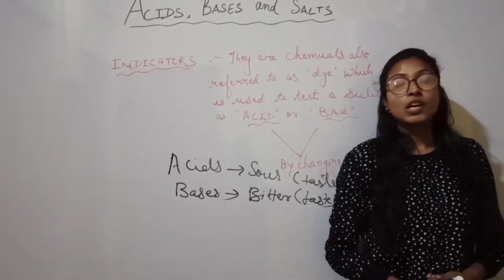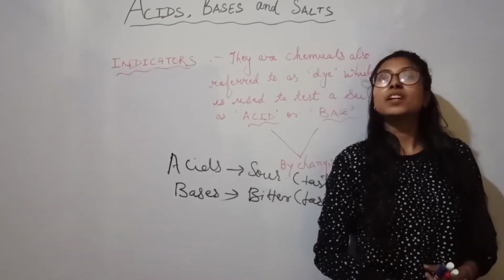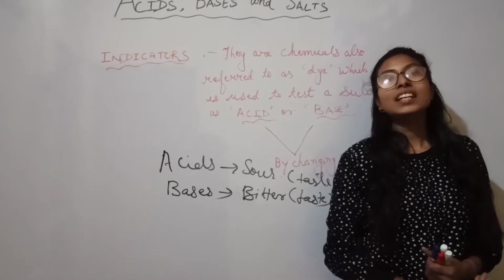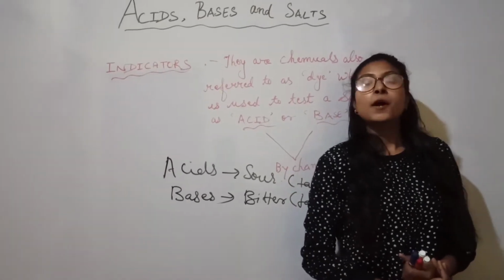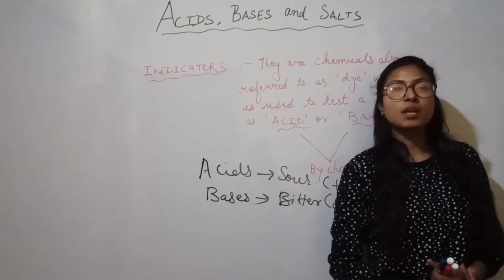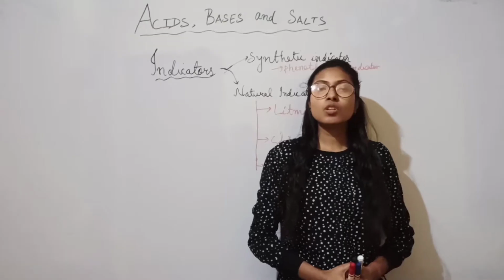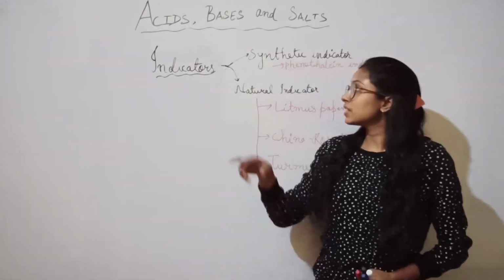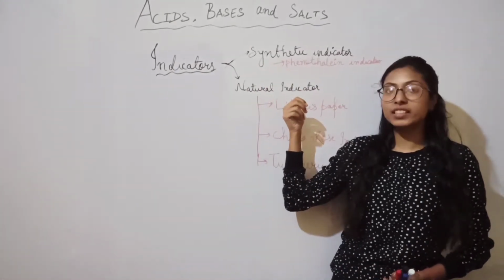We use these indicators to test whether a substance is an acid or a base. How can we test that? When we put an indicator in a particular substance and there is a color change, then we say that it is an acid or it is a base. So with the help of indicators, we say that a particular substance is an acid or a base. Indicators are of two types. They may be synthetic or natural indicators.